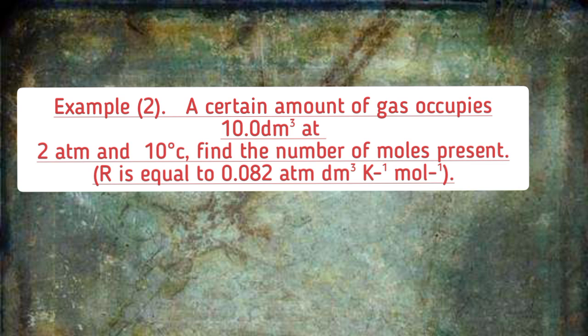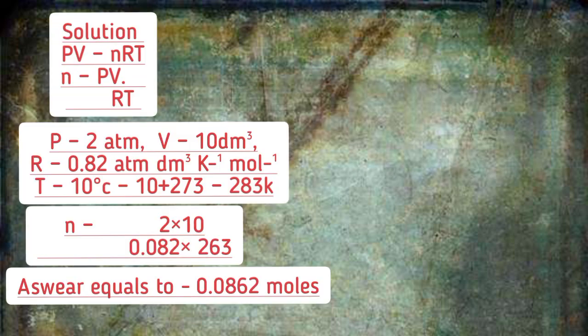So now example 2. A certain amount of gas occupies 10.0 dm cube at 2 atm and 10 degrees centigrade. Find the number of moles present. R is equal to 0.082 atm. In this case we already know the formula we are going to use: PV equals nRT. Why? Because pressure is given, temperature is given, R is also given, and it says find the number of moles. So solution: PV is equal to nRT.